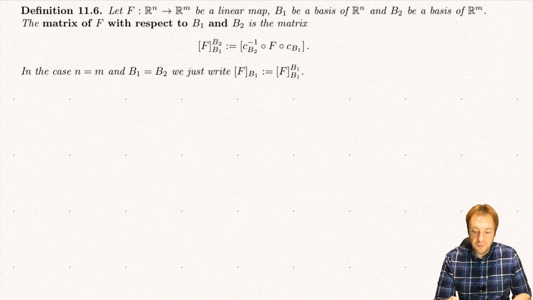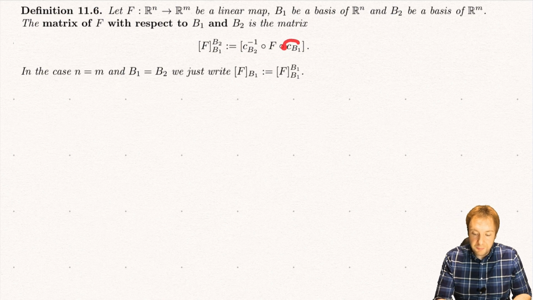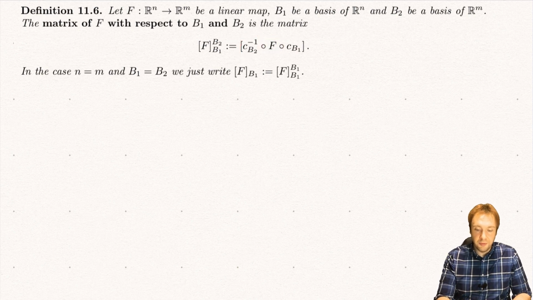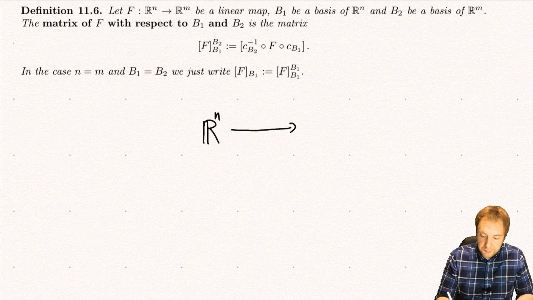And the definition of this is that this is the matrix of this linear map here, where this linear map is given by the composition of the coordinate map CB1, then we take F, and then we take CB2 inverse. So let me draw a diagram here. So we start with the linear map F.